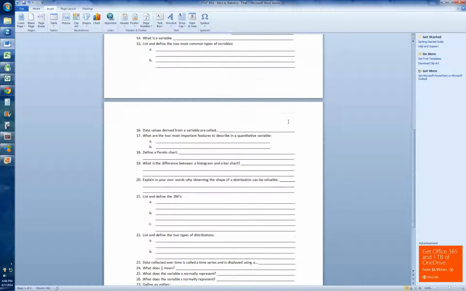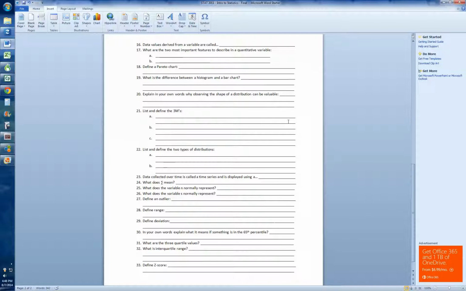All right, number 16, data values derived from a variable are called observations. Number 17, what are the two most important features to describe in a quantitative variable? Now this, depending on your study, maybe there could be something different, but traditionally these are the two more important things: the variableness and the center. Variableness and the center, right?